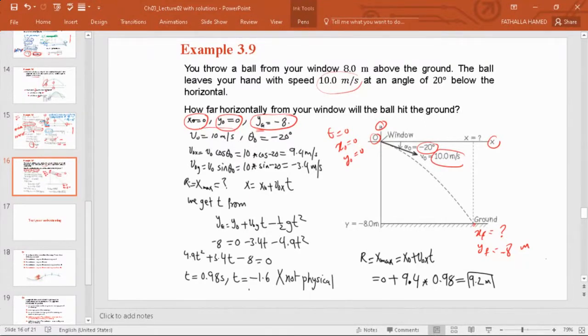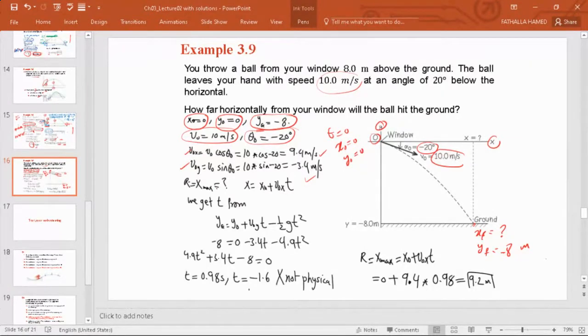And your speed v0 is 10 meters per second. Theta 0, we chose here to be minus 20 because it's below your horizontal. Your v0x is equal to v0 cosine theta 0, so it's 10 cosine of minus 20, and gives you 9.4 meters per second. The v0y is v0 sine theta 0, which is 10 times sine of minus 20, and it gives you minus 3.4 meters per second.